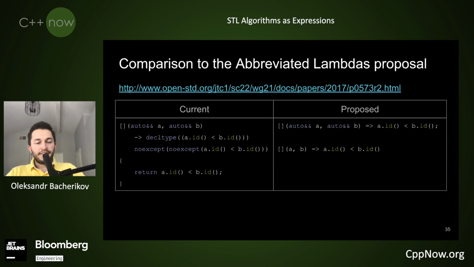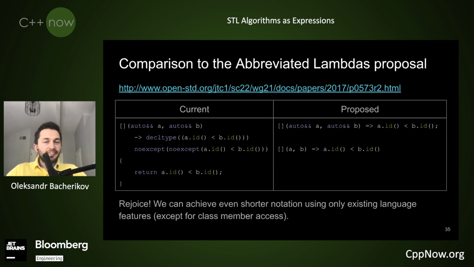But to everyone disappointed by this, well, rejoice, as now you know that we can achieve an even shorter notation using only existing language features. Well, with the exception that we can't call member functions on A and B, like in this example, this nicely. But you can call any kind of free function. And you can create a wrapper that would call this member function.